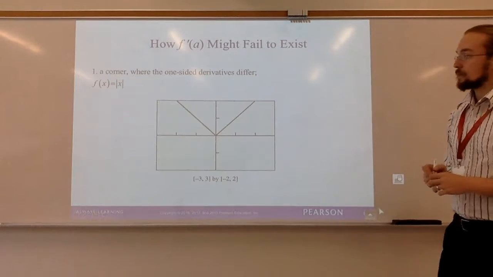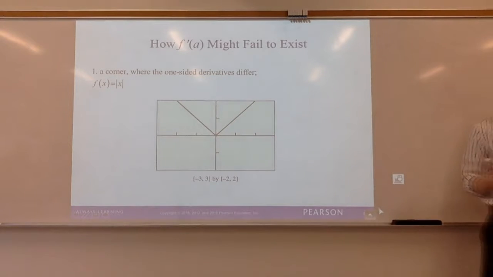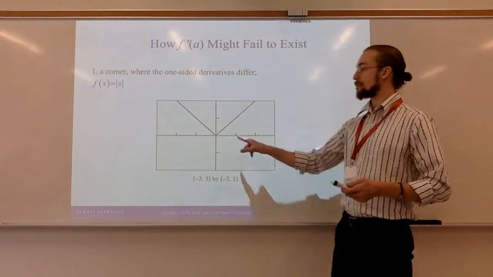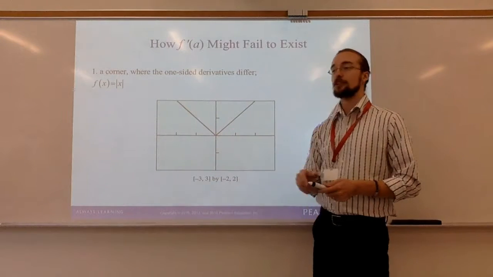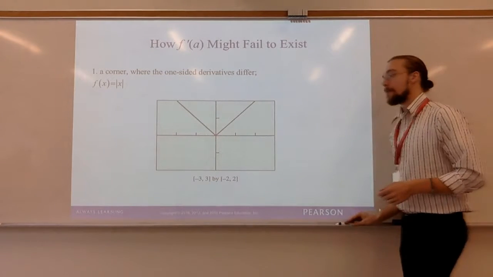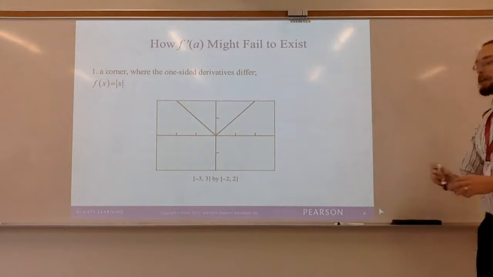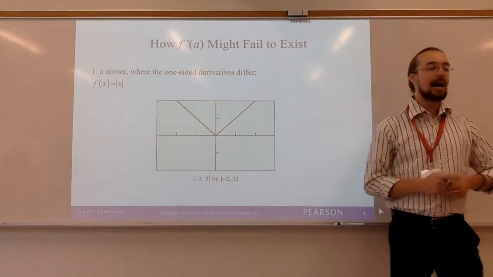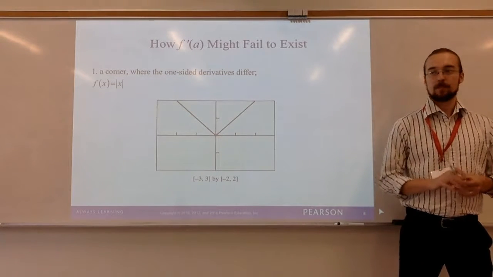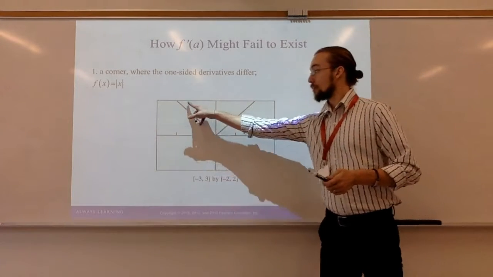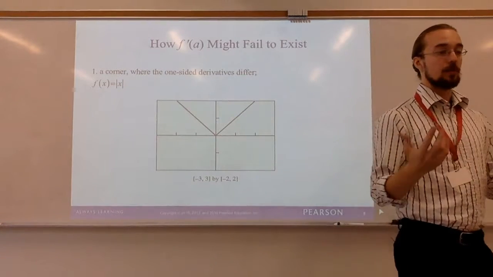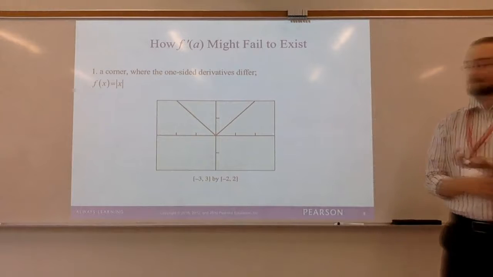Alright? So, the first place that a derivative may fail to exist is if our function has a corner, a sharp edge. Now, there are a couple of ways that we can think about why this would fail to exist. This is just the absolute value of x, a pretty straightforward, simple function.